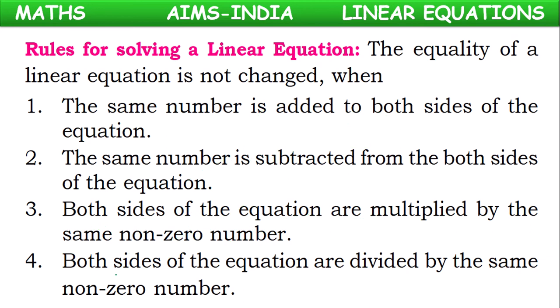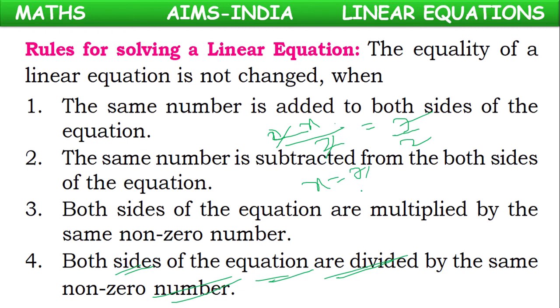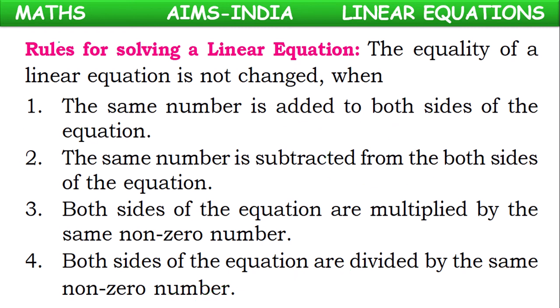Or both sides of the equation can be divided by the same non-zero number. Suppose if you have 2x equal to 7, then what can we do? 2x by 2, 7 by 2. We can divide. 2 gets cancelled. X equal to 7 by 2. So these things we have to keep in mind, children.